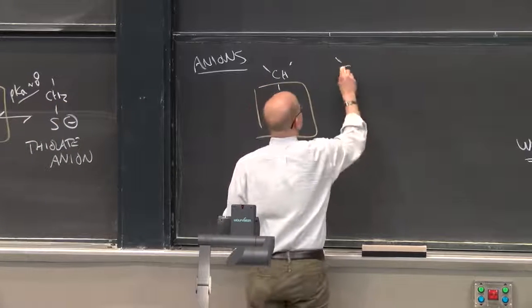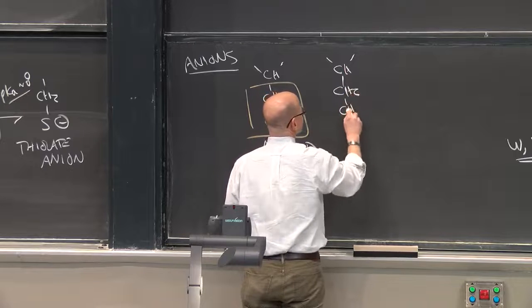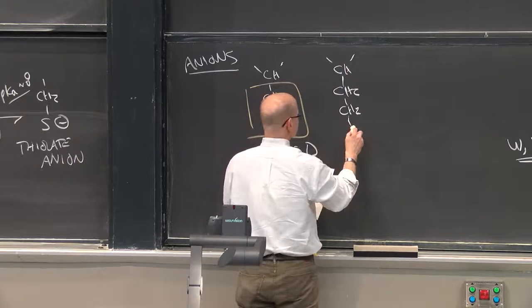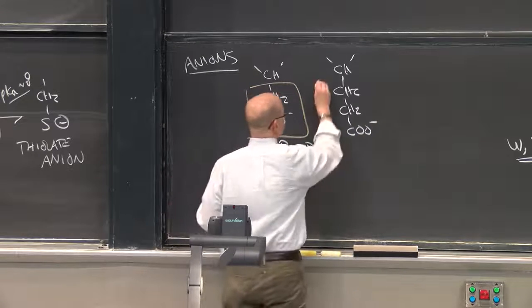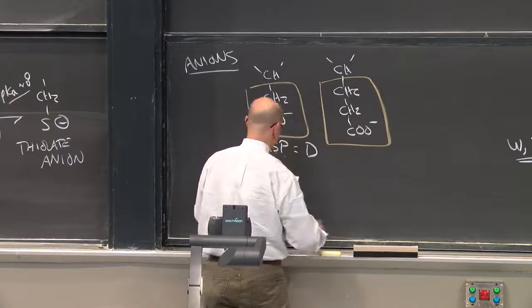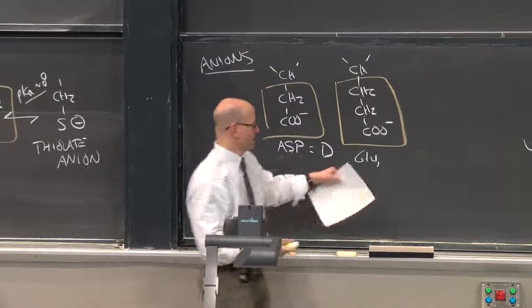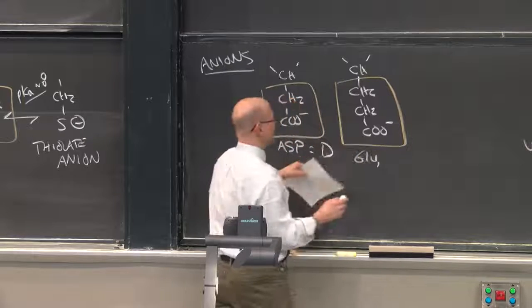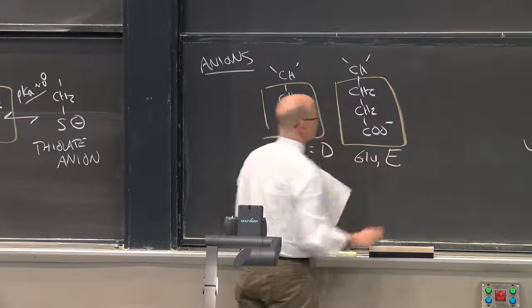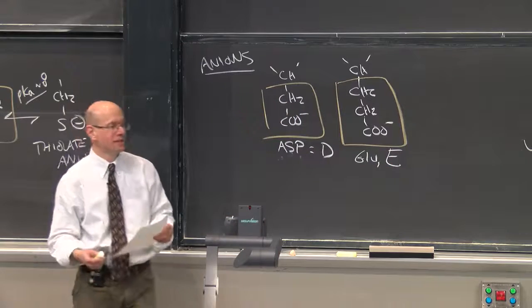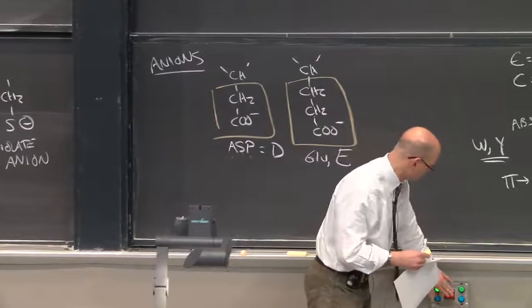Now, instead of acetic acid, we could use propionic acid and make this our side chain. And this goes by the name glutamate, Glu. And again, if we're going to call aspartate D, and this is one methylene group bigger, let's use the single letter code E. So glutamate is simply the single letter code E.